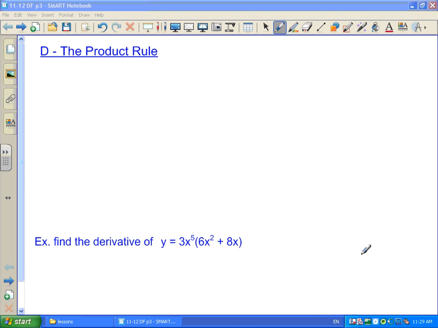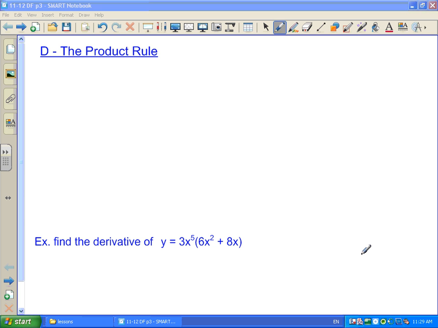Okay, welcome. This lesson is going to cover material from Unit 11-12, and it's going to focus on Box D. We're going to take a look at the product rule here. The product rule is another one of these rules that allow us to calculate derivatives, one of these algebraic shortcuts that make the process of finding derivatives a lot more simple.